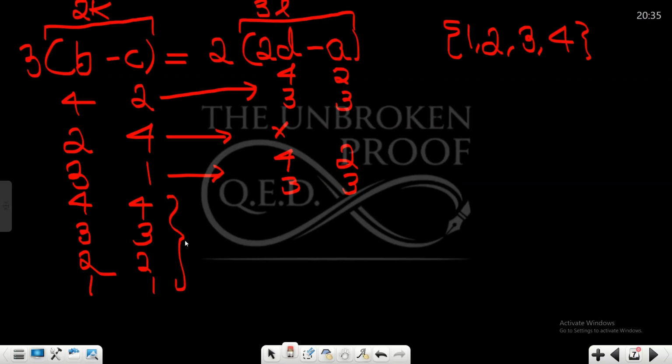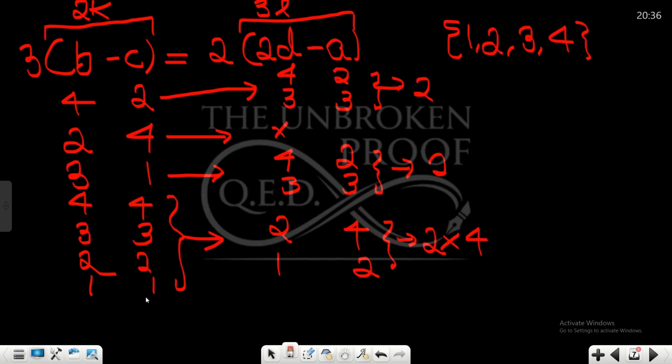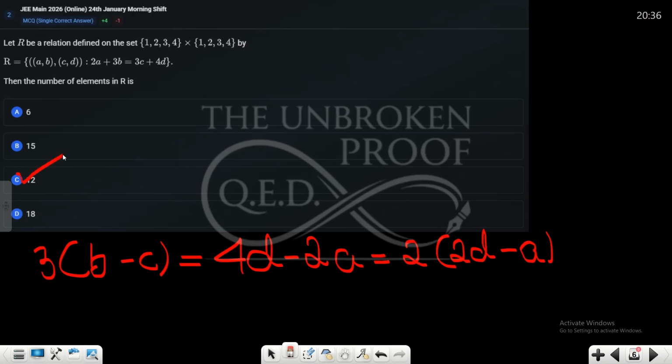And for these four cases, either you can have d as 2 and a as 4, or you can have d as 1 and a as 2. So that's why here you are going to get 2 elements, here you are going to get 2 elements, and here you are going to get 2 elements, but this is multiplied by 4 because there are 4 cases. So here you will get 8. So finally the answer for this question is 8 plus 2 plus 2, that is 12. So the answer for this question is 12.